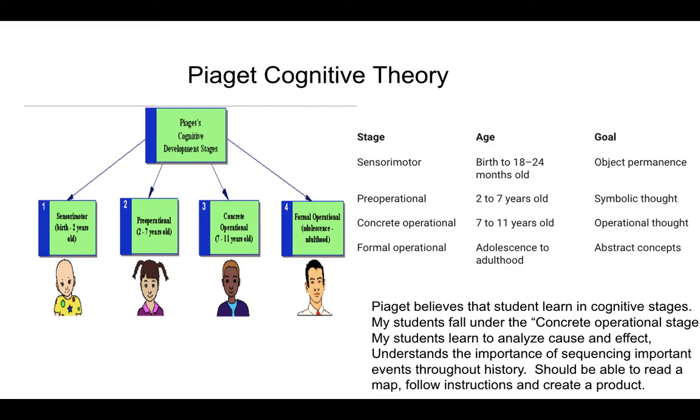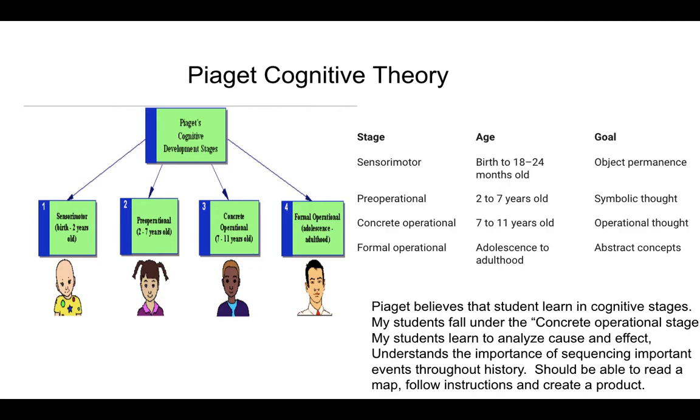My students fall under the concrete operational stage in this process, meaning that they're going to be able to understand the importance of sequencing important events, which means putting things in order, retelling the story in order. Also, that they're going to be able to read a map and know that there's an order, rules and guidelines to reading a map. And then last but not least, that they should be able to follow instructions and create some type of project from a rubric or something of that nature.